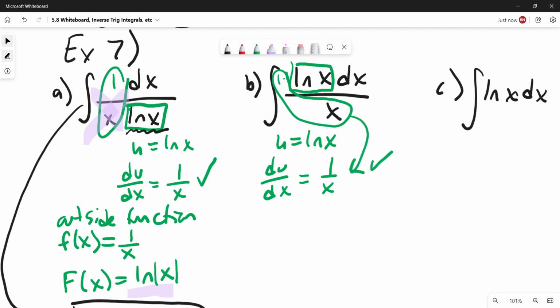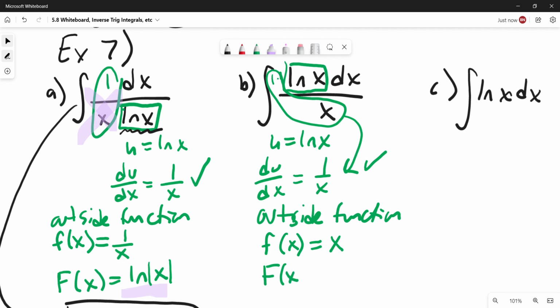Now again, the kicker here is your outside function. What's being done to the ln x? And again, this is like so easy it's hard. Essentially, nothing's being done to the ln x. You're just sitting there in the numerator. So that means f of x is just equal to x. It's not being squared. It's not 1 over that thing, not square rooted. It's just x.